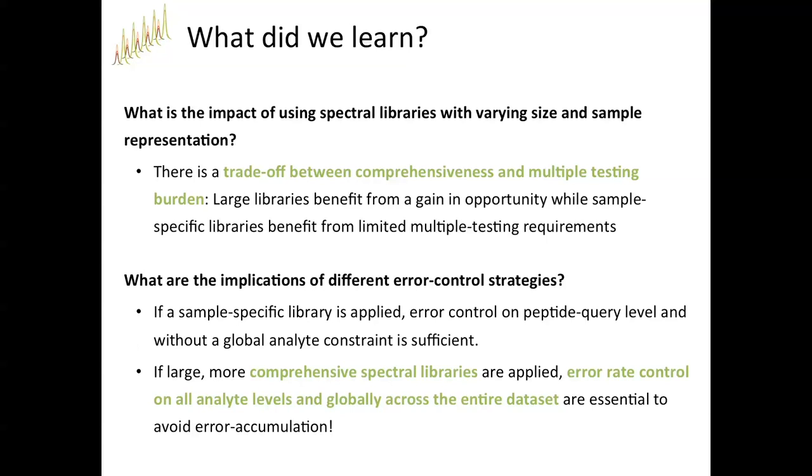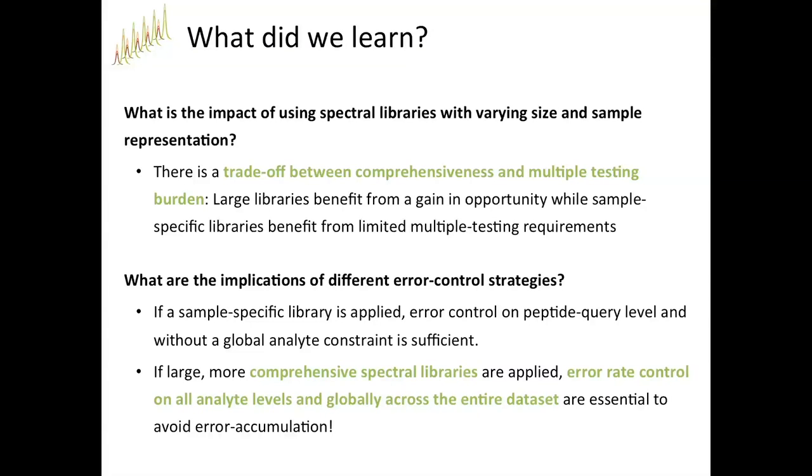So what are the things that we learned from the study? The two questions that I asked at the beginning of the study were: what is the impact of the spectral library with varying size and sample representation? And we figured out that there is definitely a trade-off between the comprehensiveness and the multiple testing burden, which means that when we have a large library, we have a gain in opportunity, because we have a larger set that we can actually extract and find. However, smaller sample-specific libraries benefit from having less statistical burden.